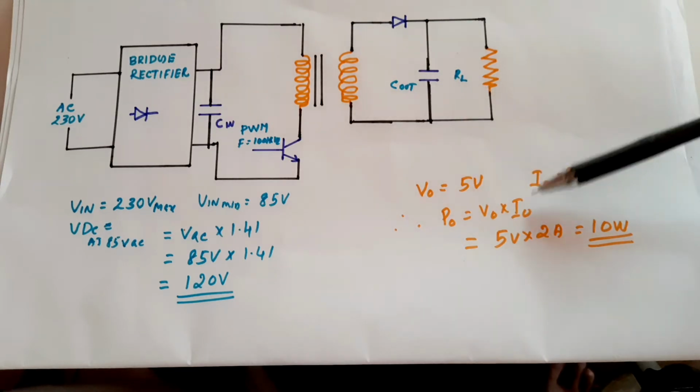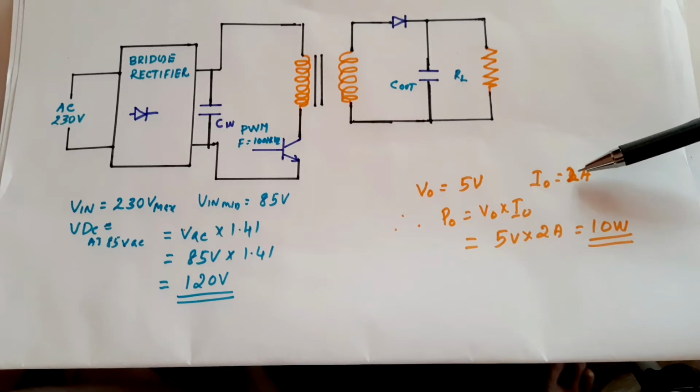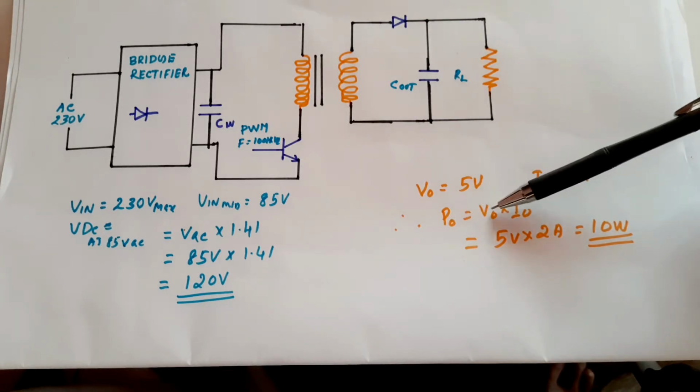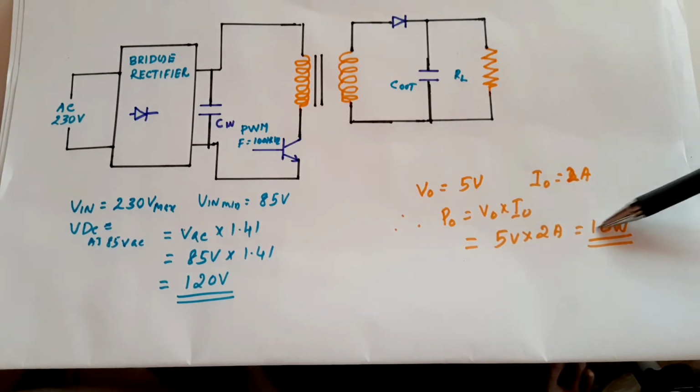So in this case, the output voltage we want is 5 volts and the output current is 2 ampere. So the power will be voltage into current. That means 5 volt into 2 ampere means 10 watt of power is needed at the output.